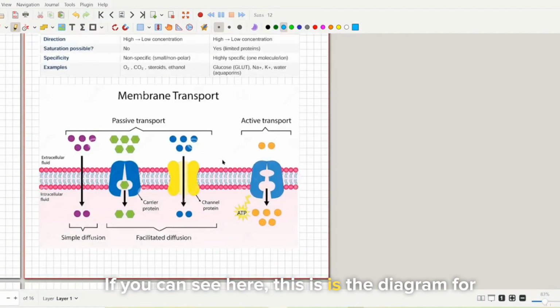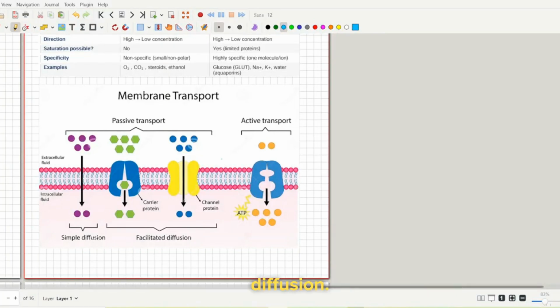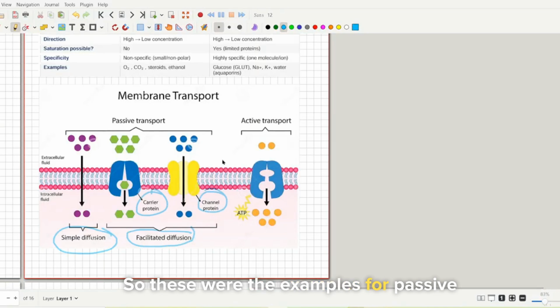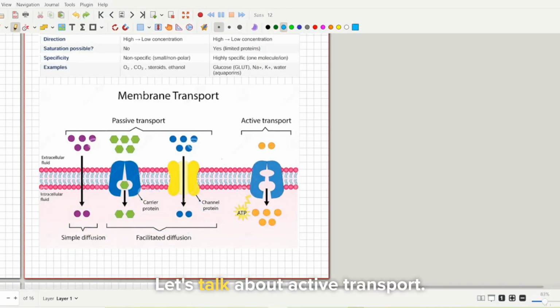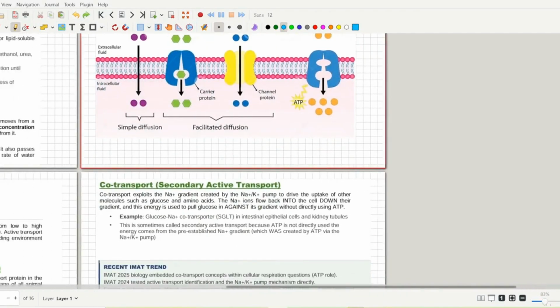If you can see here, this is the diagram for passive transport and active transport. So this is the diagram for simple diffusion. As you can see, it does not require any protein, and it just simply passes through the lipid bilayer. In facilitated diffusion, it is passing through the channel proteins and carrier proteins. So these were the examples for passive transport. Let's talk about active transport.